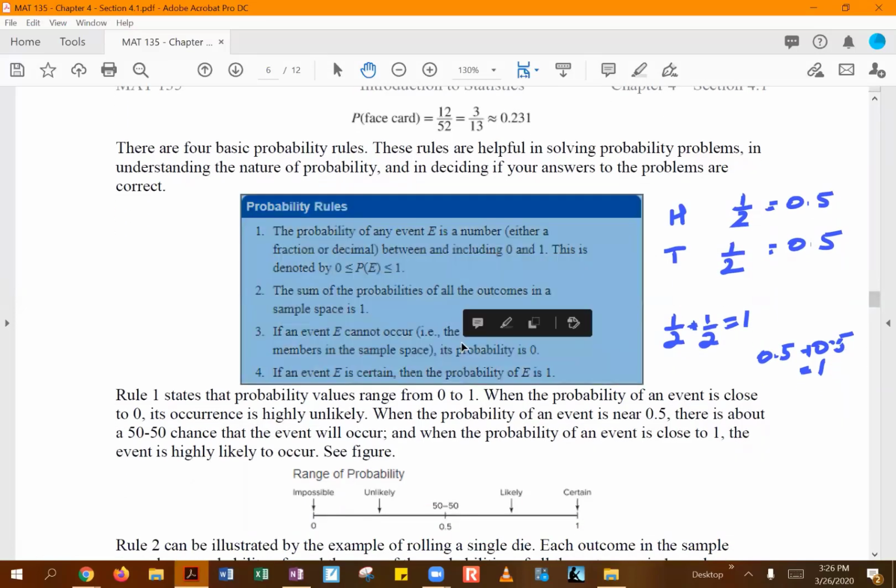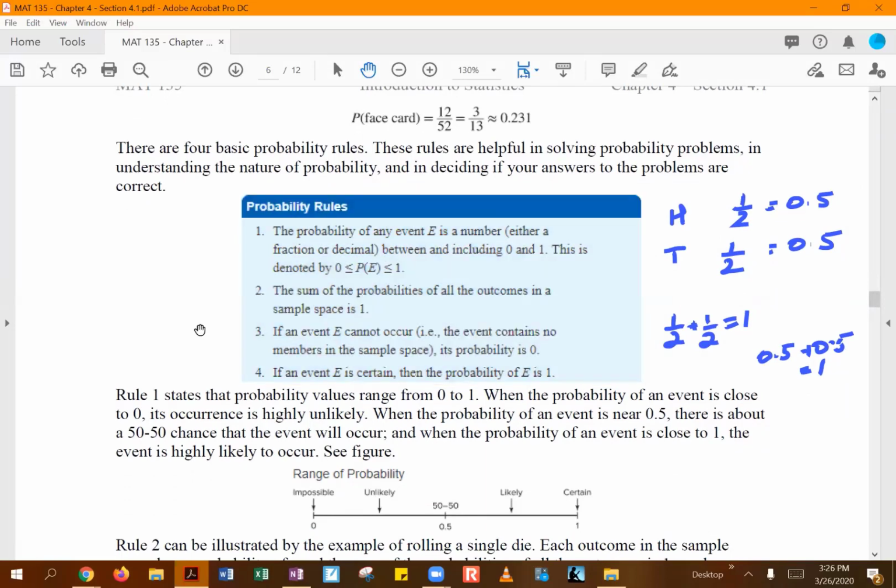Rule 3 here is talking about if an event E cannot occur, basically there are no members in that sample space, and that probability is going to be 0. Kind of like how I was talking about rolling a die and asking for a 7 or an 8, that's not possible. If an event is certain, which means you know it's going to happen, then its probability is going to be 1. So you are basically saying there's a 100% chance that this event is going to occur.